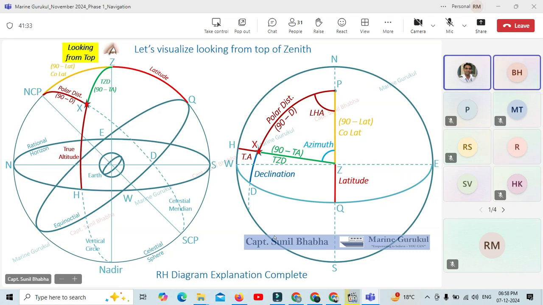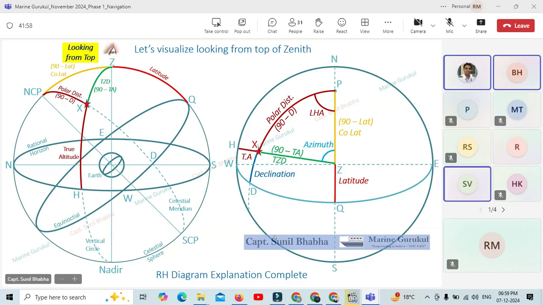Okay, sir. One more time, the definition of LHA. Okay, beta. LHA, local hour angle, is the angle at the pole contained between the celestial meridian of the observer and the celestial meridian passing through the body, measured westwards. Yeah, okay, sir.